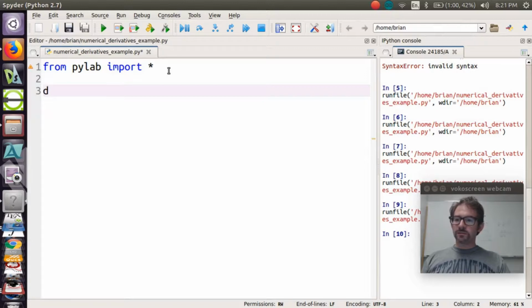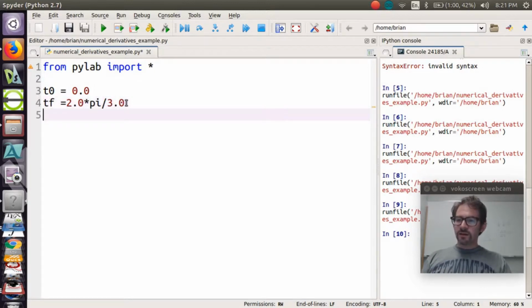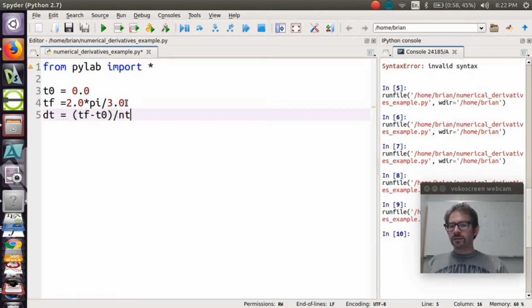What will it start at? It'll start at t0. We'll let that be 0.0. T final will be, let's say, 2 times pi divided by 3, 2/3 of pi. We'll say 2.0 divided by 3.0, just to make sure we know these are not integers. They are floating point values that happen to be integers, 2.0, 3.0, and in steps of dt, which will equal t final minus t initial divided by the number of time steps.